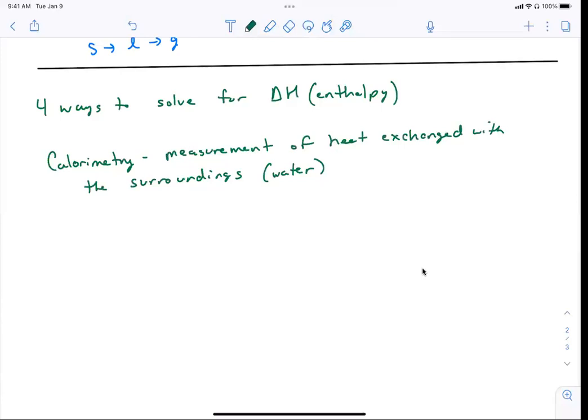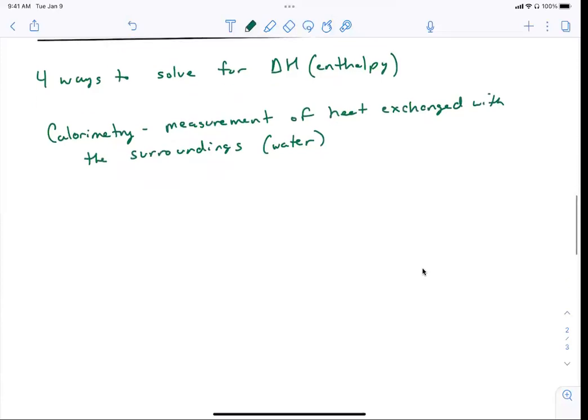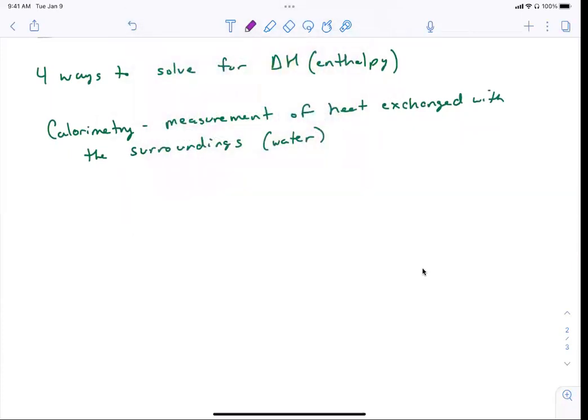And so you're given an equation in the data booklet for this, okay? It is given as Q is equal to MC delta T. And we're going to break down what each of those variables mean, okay?